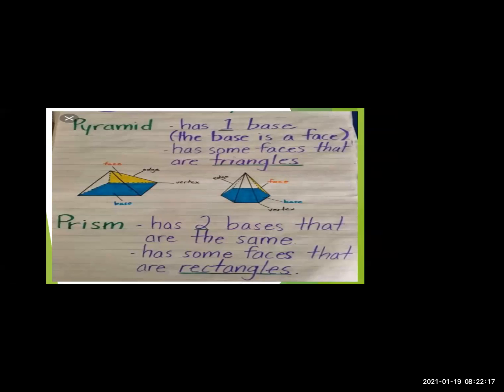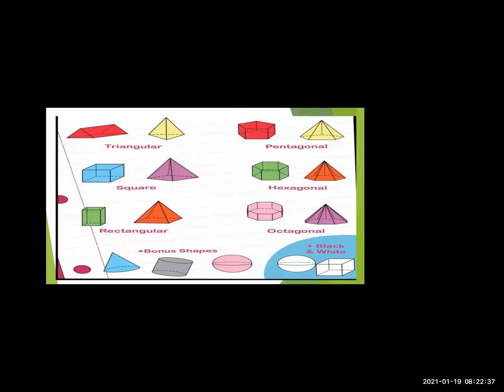A pyramid has one base. In a prism, it has two bases and they are the same. And in a pyramid, we can see that all the sides are covered by triangles, and in a prism, all the sides are covered by rectangles. Now here we'll see some examples of triangular prism and triangular pyramid.